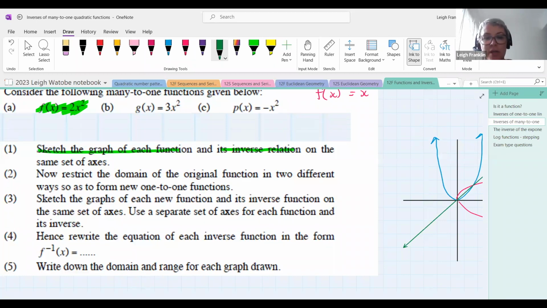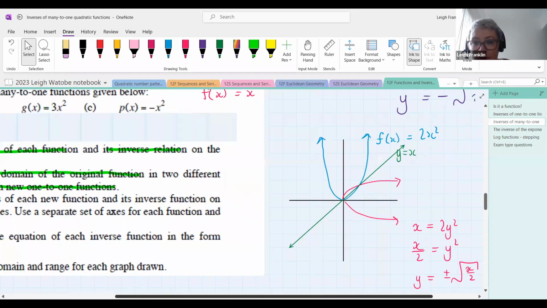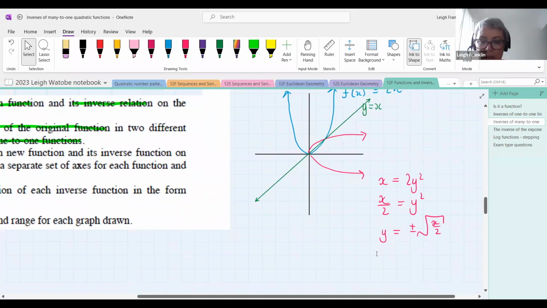So now what they've asked us to do is restrict the domain of the original function in two different ways so as to form new one-to-one functions. So what we are finding is that when we restrict the domain, what was a many-to-one function has now become a one-to-one function. There are two ways in which we can do this, right? Either we restrict the domain to where x is negative, or we restrict the domain to where y is positive. So that means we're going to have two different graphs.